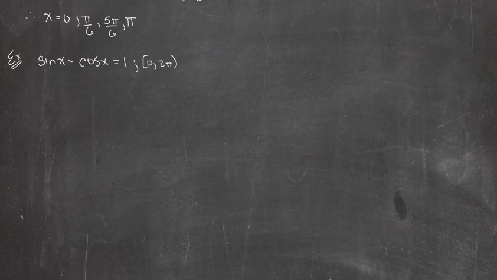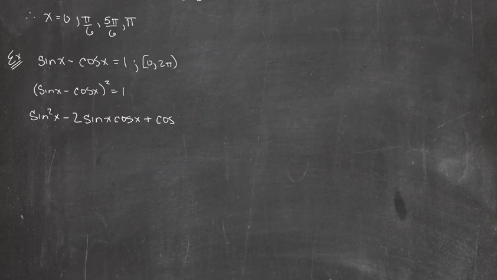Luckily, I know how to do that. If I square both sides of this equation, I get sine x minus cos x, squared, still equals 1. Sorry, this would be sine squared of x minus 2 sine x cos x plus cos squared x equals 1.